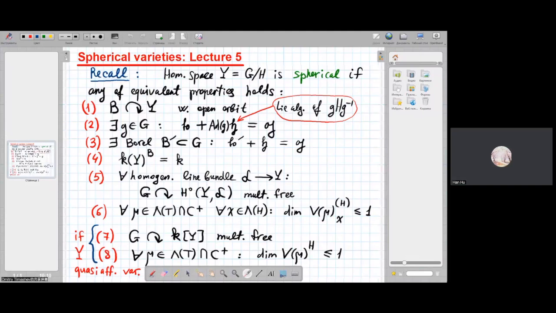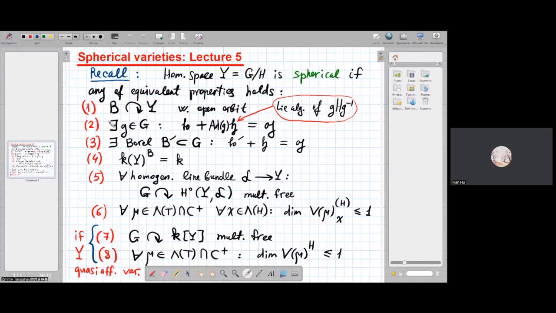I recall. So the first one is about the existence of an open orbit for a Borel subgroup on a given homogeneous space Y. The next two properties are just reformulations of the first one in terms of Lie algebras. And the fourth property is still a reformulation of the first one, now in terms of Borel invariant functions. This is in view of the Rosenlicht theorem, which says roughly that general orbits are separated by invariant rational functions.